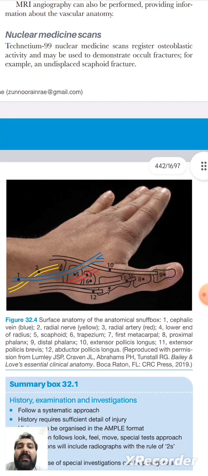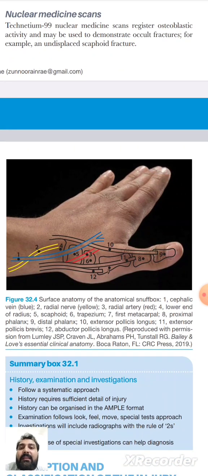Then comes nuclear medicine scans. Technetium-99 nuclear medicine scan registers osteoblastic activity and may be used to demonstrate occult fractures, for example, an undisplaced scaphoid fracture. What does that mean? The technetium-99 is a nuclide which is attached with a pharmaceutical agent and injected into the body, and it is absorbed by the osteoblasts.